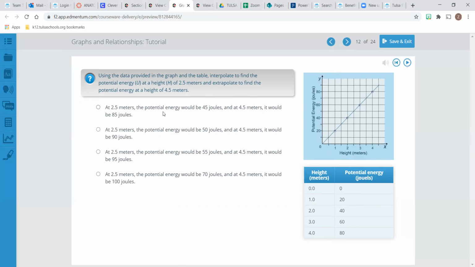At 2.5 meters, the potential energy would be, well, let's look. So here's a height of 2, and here's a height of 3. At a height of 2.5, what does it look like on the y-axis? If each of these points is 10, so we have 20, 30, 40, 50, it would be 50 joules.